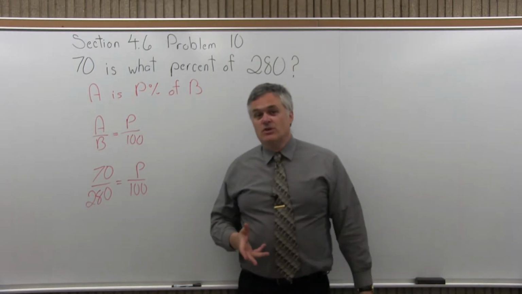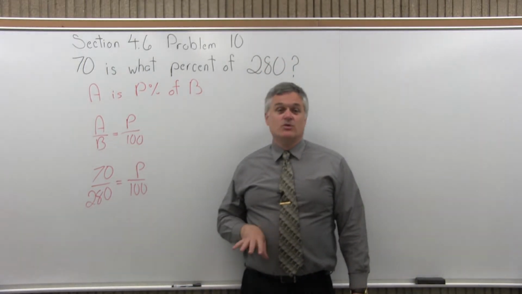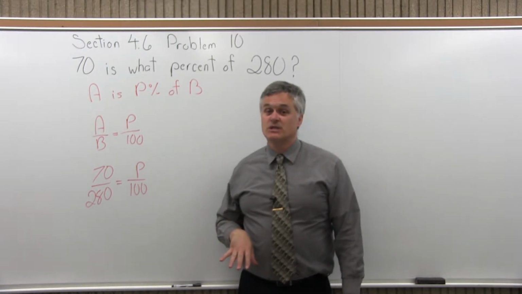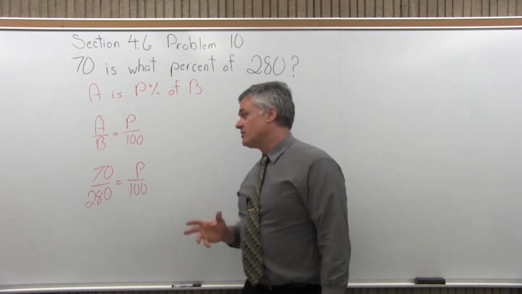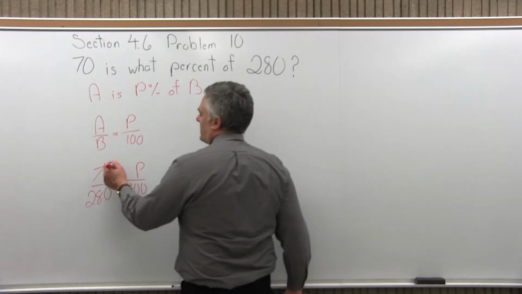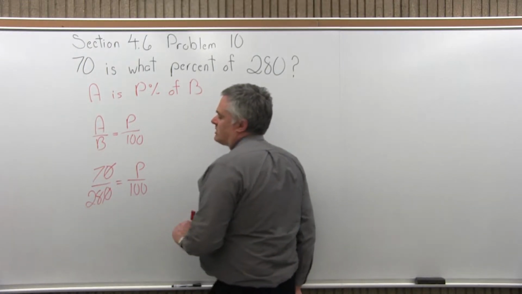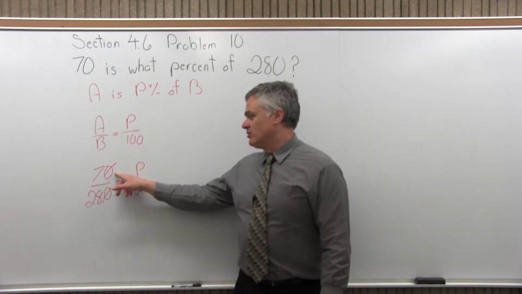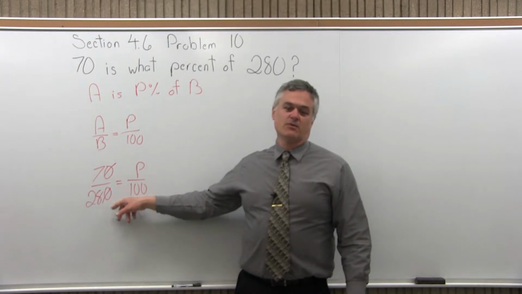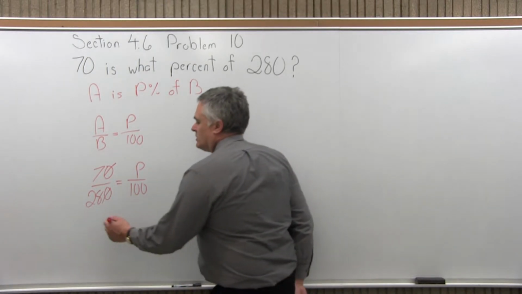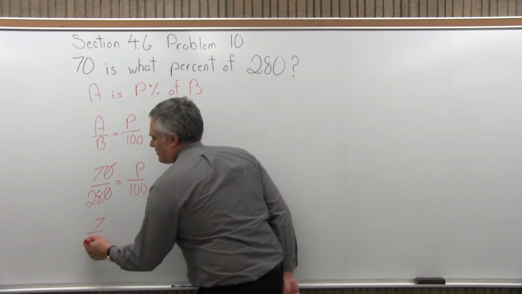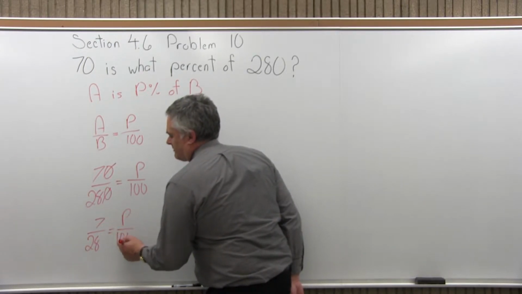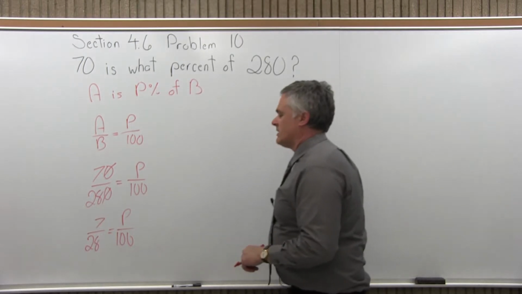So at this point, if you notice, the 70 over the 280 can be reduced if you want. If you reduce it or don't reduce it, you will get the same answer in the end. By reducing, you make the numbers a little smaller that you have to work with. It won't matter too much. You can chop the 0 off the end of each one. Basically, I'm dividing 10 into the numerator and dividing 10 into the denominator when I cancel the 0. So you can make the problem 7 over 28 equals P over 100. And if you didn't reduce it, it'd come out to the same anyway.